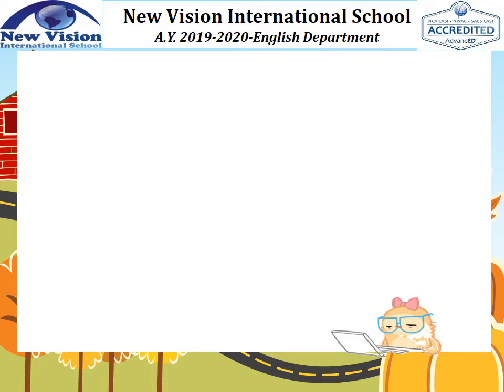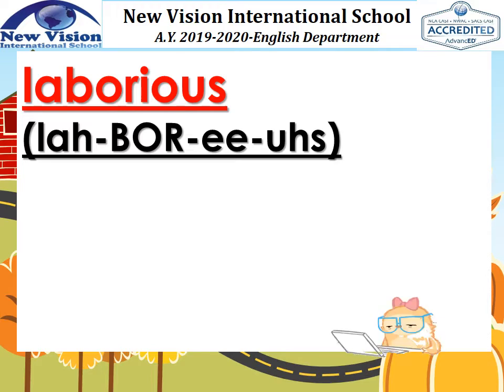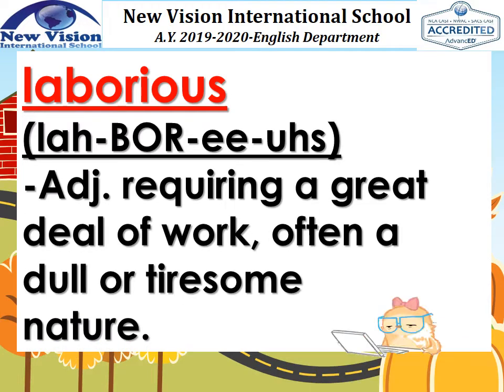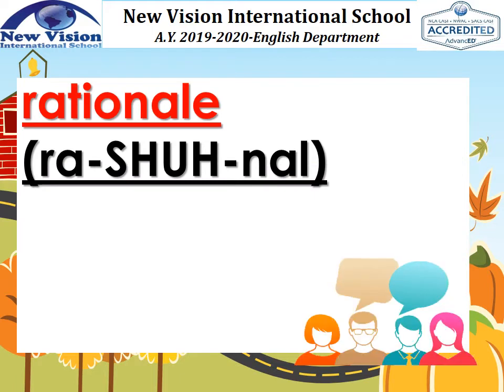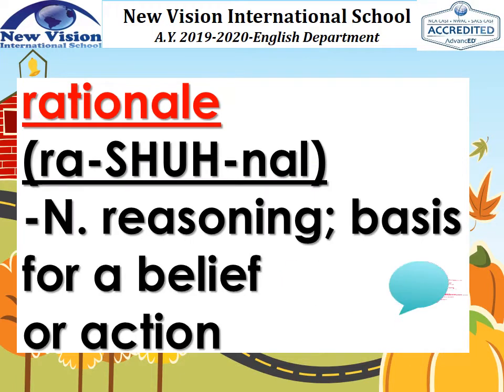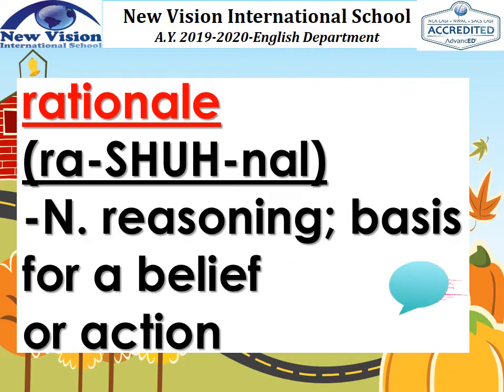How about our next word? Say, laborious. Once more, say laborious. Alright, this is an adjective requiring a great deal of work, often of a dull or tiresome nature. Take a look at the GIF. It says there, over it, because it's so laborious. Next word, we have rational. Say, rational. It is a noun which means reasoning, or a basis for a belief or action. Say, rational.